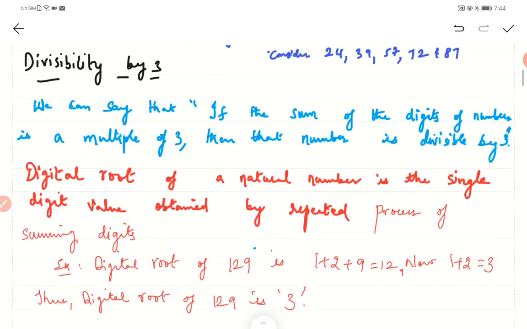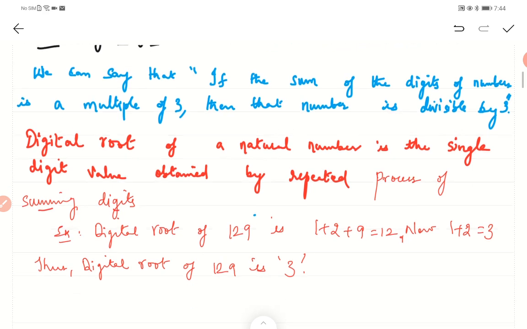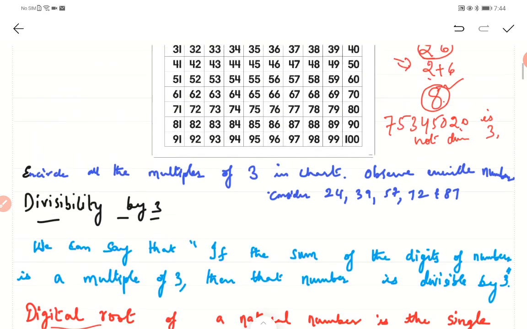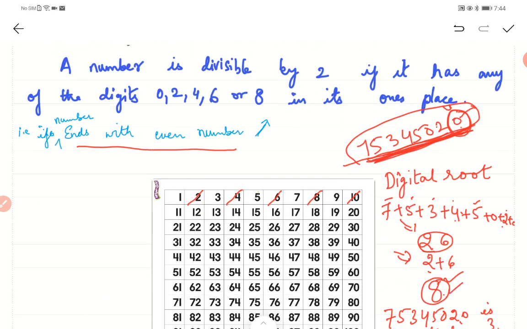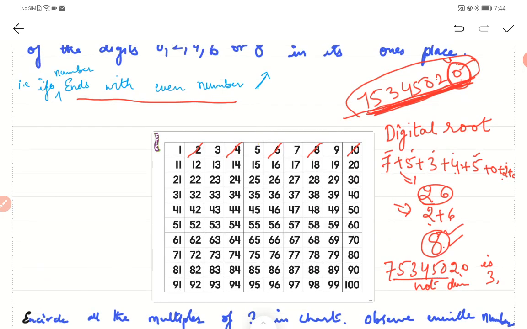Okay, so what is your digital root? Digital root is what you get by repeated addition, that is summing of digits, until you get a single digit. That particular digit you call the digital root. So the digital root of this number in this case is 8. If I ask you in a test, the digital root of this number is what? It is 8. It is not 26. Digital root is a single digit number.